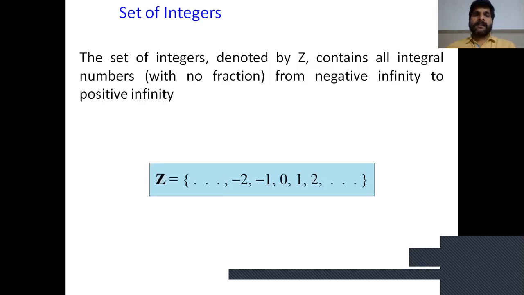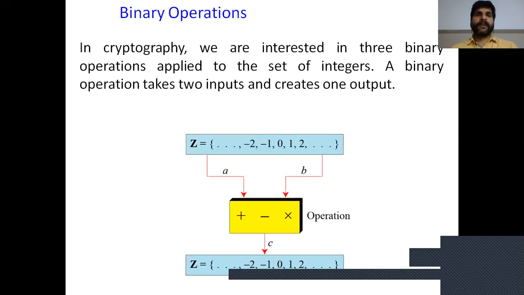The set of integers is denoted by capital Z, like this: ..., minus 2, minus 1, 0, 1, 2, ... The set of integers can perform binary operations. In cryptography we are interested in three binary operations applied to the set of integers. A binary operation takes two inputs and creates one output.